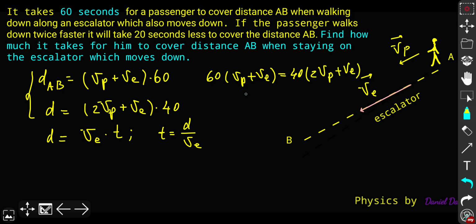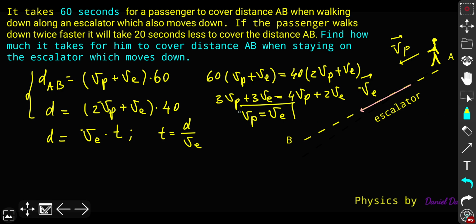Okay, so right now we cancel by 20 and expand the brackets. We'll get 3 VP plus 3 VE equals 2 times 2, which is 4 VP plus 2 VE. And right now we need to express, let's say, VP through VE. If we transfer, we'll get that VP is equal to VE. So basically the passenger is moving down with the speed of the escalator.